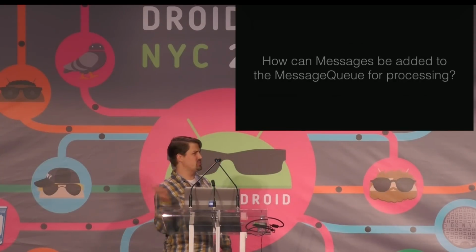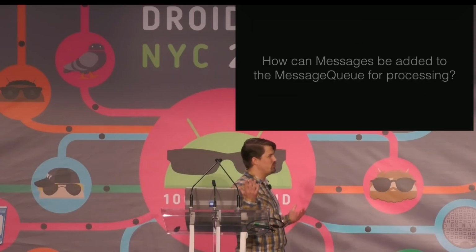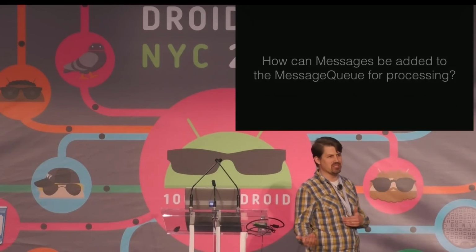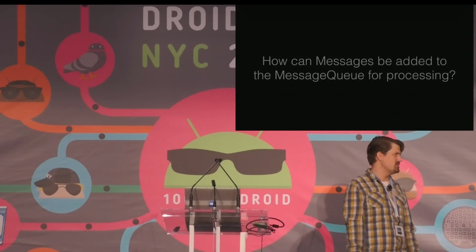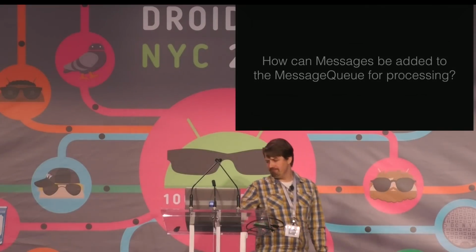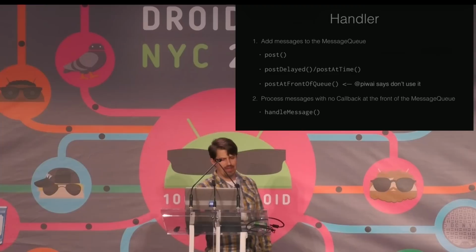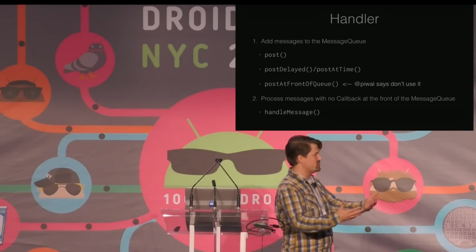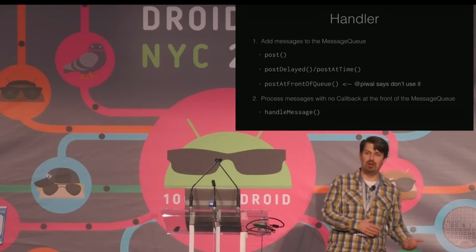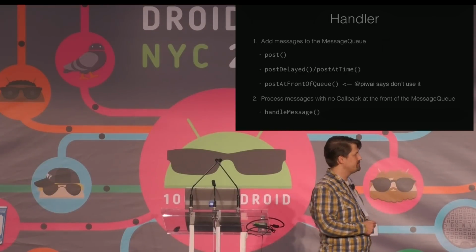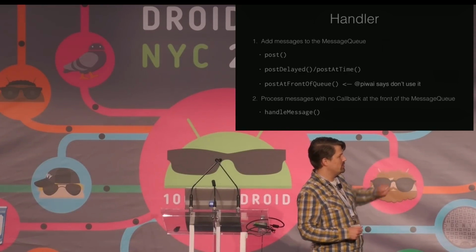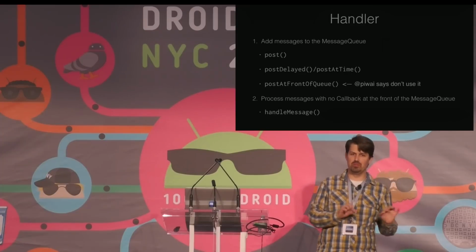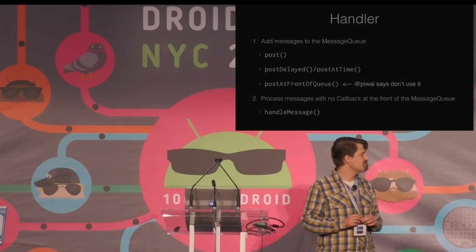So MessageQueue really doesn't have an API. So how do you get messages added to the message queue to be processed in the future? That's where Handler comes in. And Handler is kind of a weird name for this class because it really does two things. It adds messages to the message queue of the looper that it's associated with. And then it also handles messages when those messages don't have a callback.